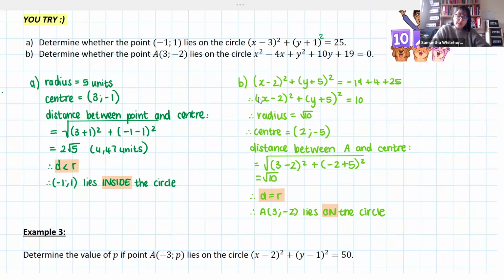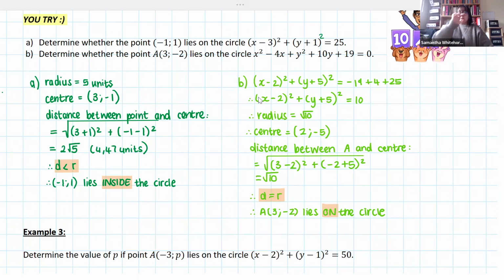For the second one, you had to complete the square so that you could work out where your center was and what your radius was. And once you had done that, you could go and work out your distance. Now, what you saw was that the distance between the center and the point A and your radius was actually the same length. And so what that means is that the point actually sits on the circumference. So it lies on the circle.